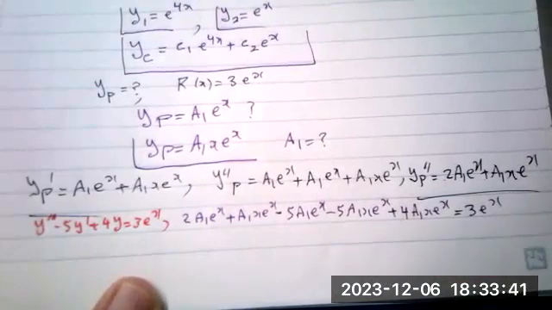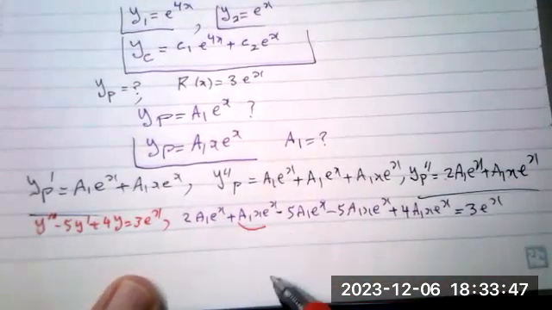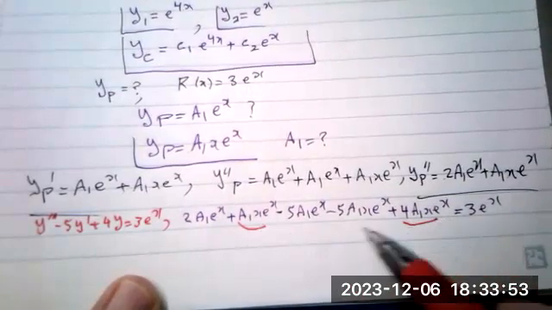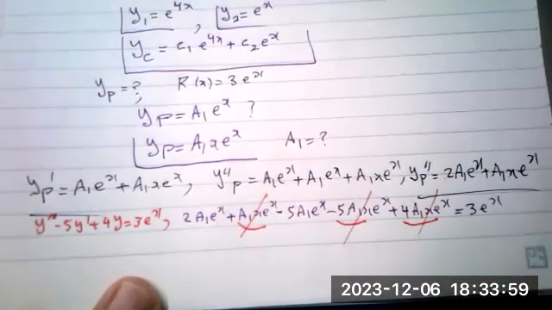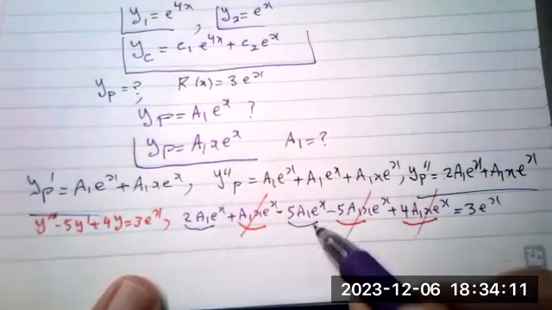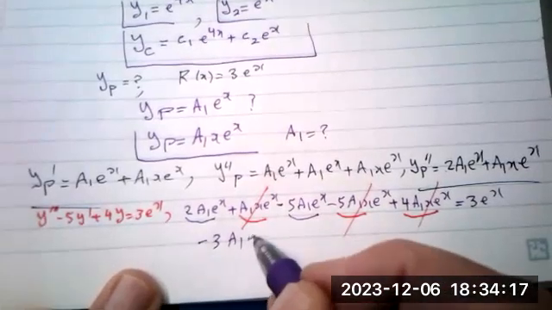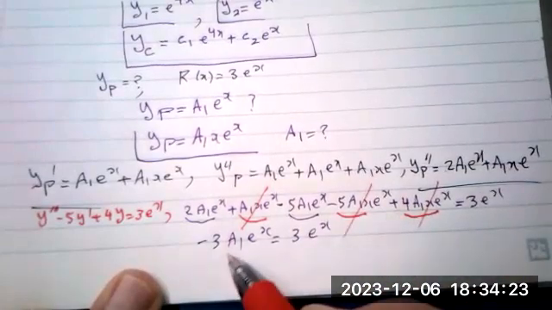Those x e to the x terms must disappear. So as you can see, this is going to be 1, and this is going to be 4. You make it into the 5, and you already got the negative 5 here. So they must cancel out. The leftovers are going to be like terms. You combine them together and you get your A1. So the leftover is going to be 2A1 and minus 5A1. So that gives you negative 3A1 e to the x is equal to the 3e to the x. So the coefficients must be equal to each other.